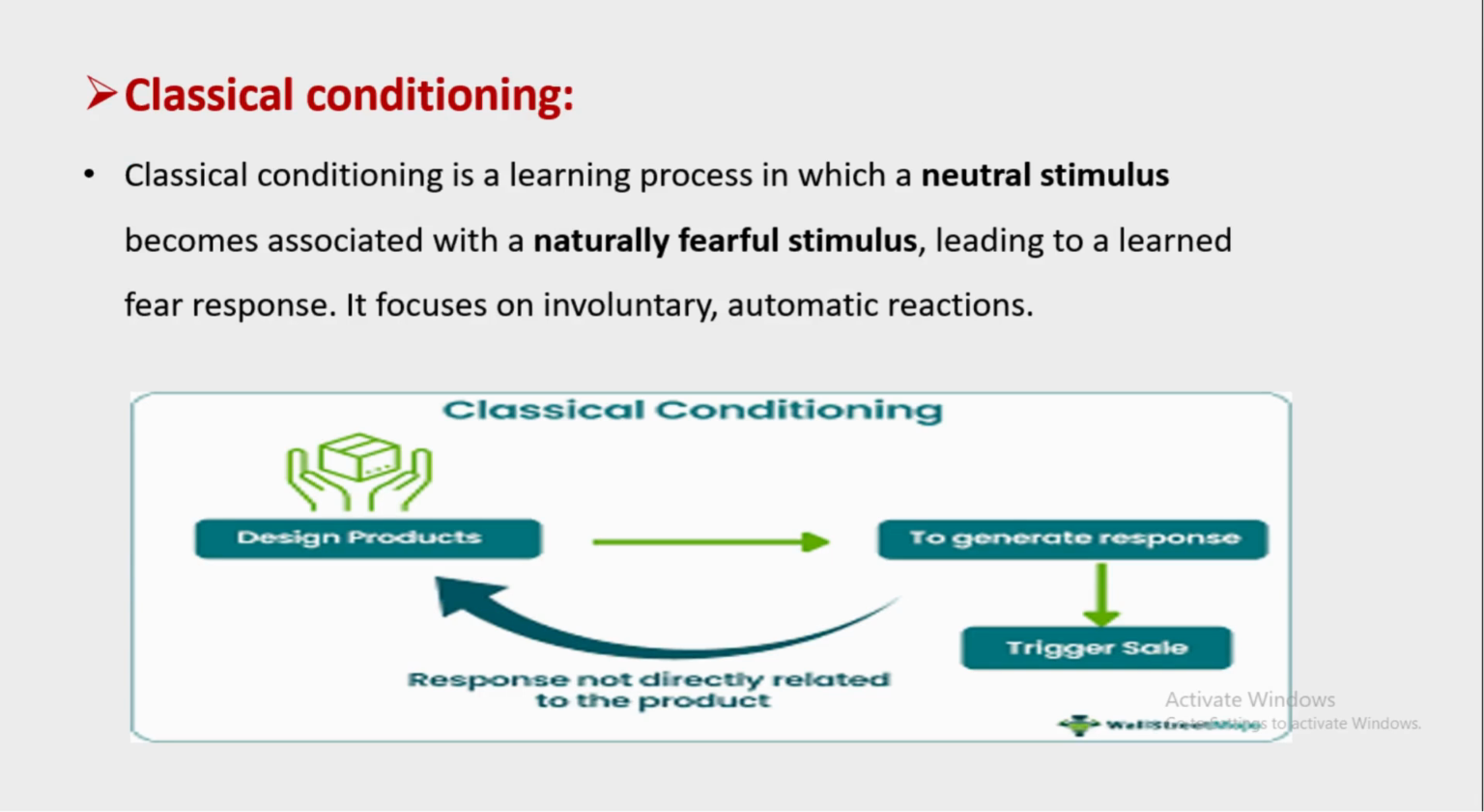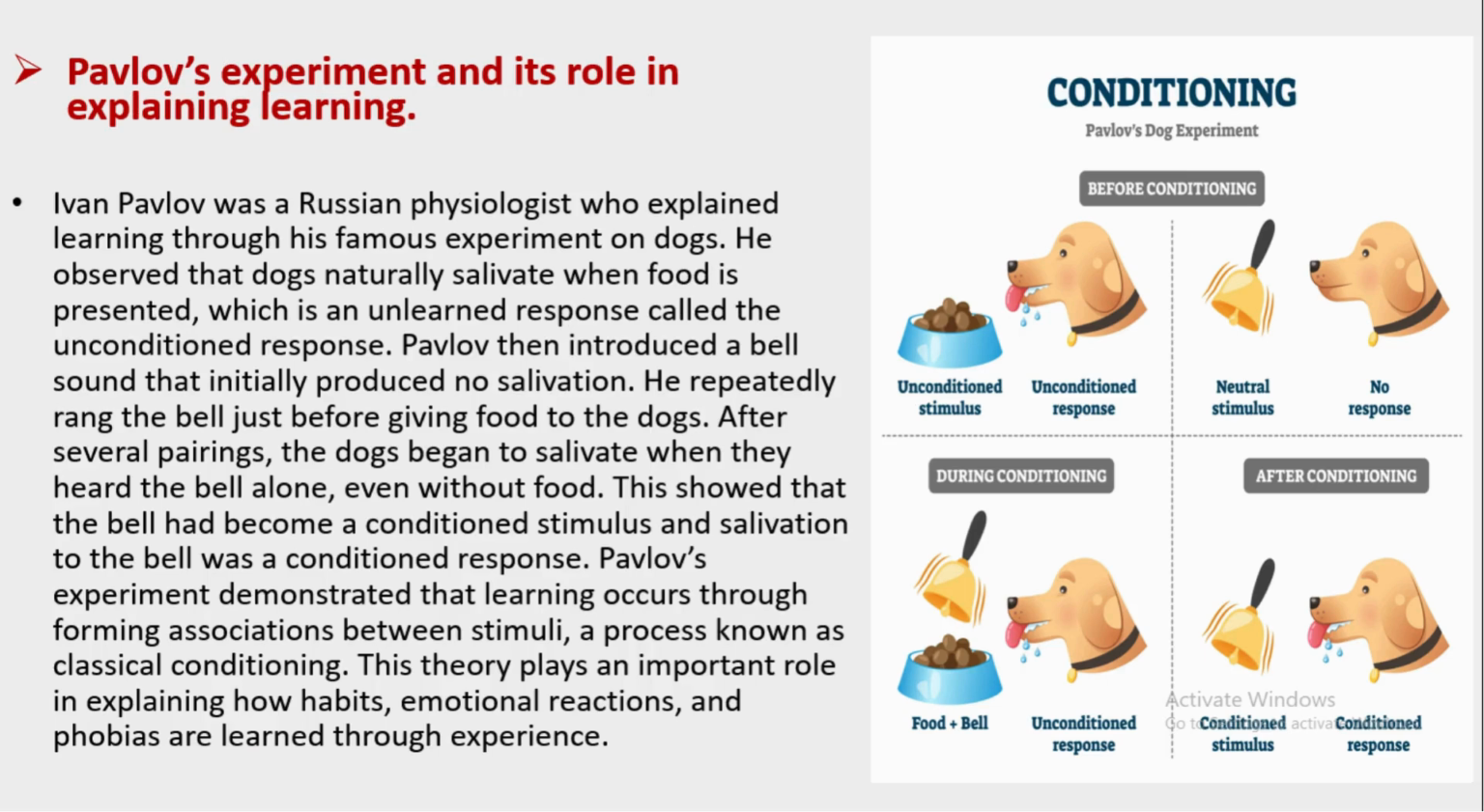Classical conditioning is a learning process in which a neutral stimulus becomes associated with a naturally fearful stimulus, leading to a learned fear response. It focuses on involuntary automatic reactions. For example, Pavlov's experiments and their role in explaining learning.